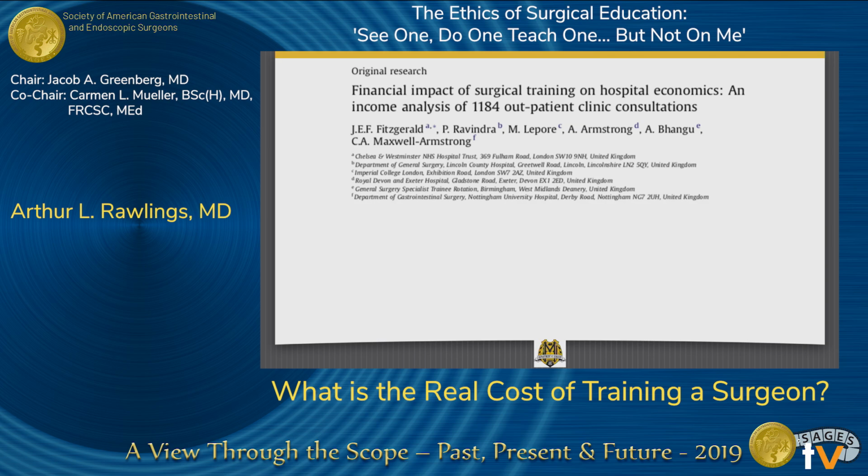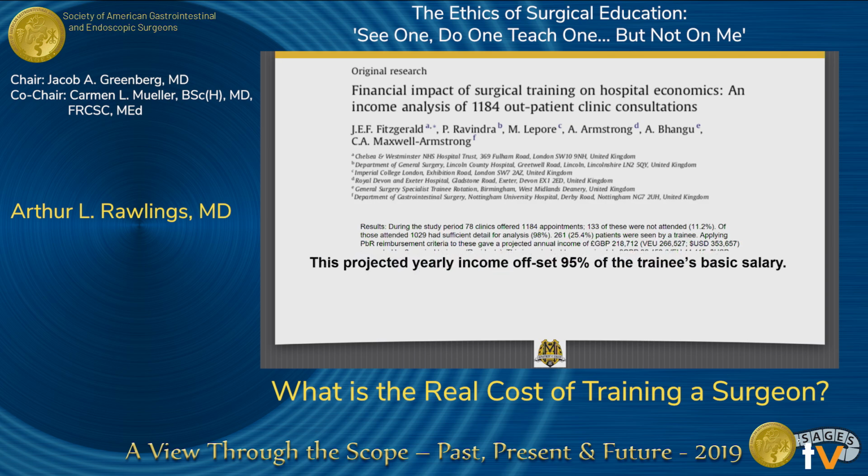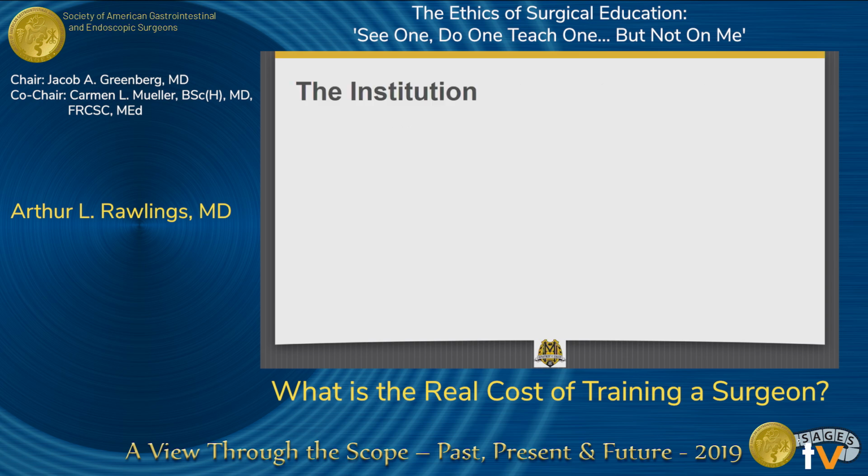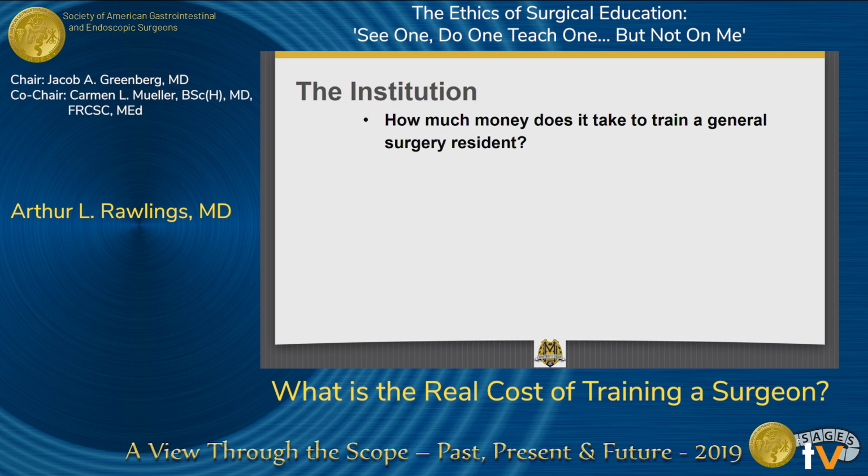Their economic structure is a little bit different, but they looked at almost 1,200 outpatient clinic visits. They converted everything to American dollars, but they did recognize that their reimbursement scheme is different from ours. Basically what they found was that the projected yearly income from the resident productivity offset 95% of the trainee's basic salary. And so again, trying to figure out what the true cost is for resident training in the United States is exceedingly difficult. So how much money does it take to train a general surgery resident?